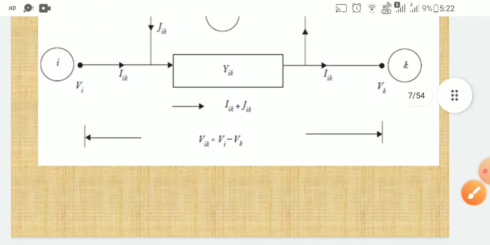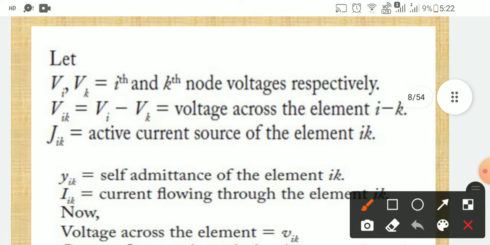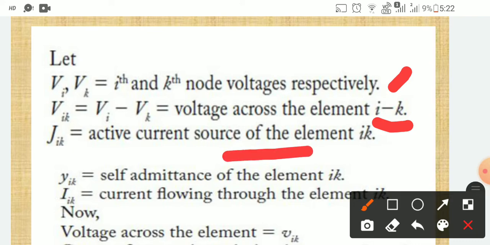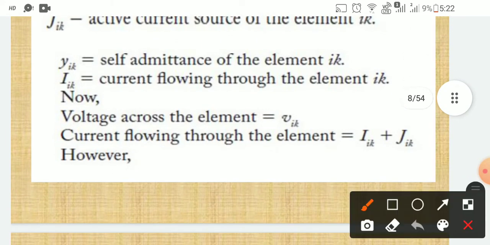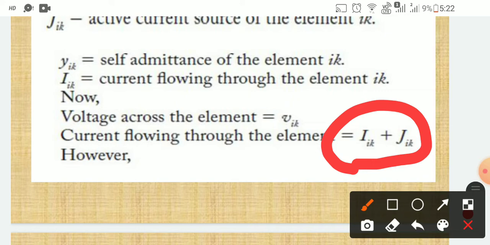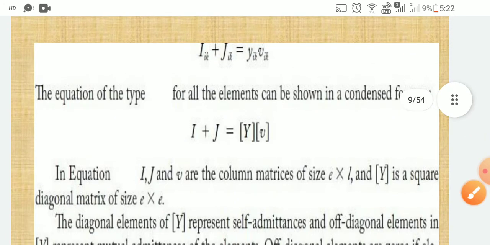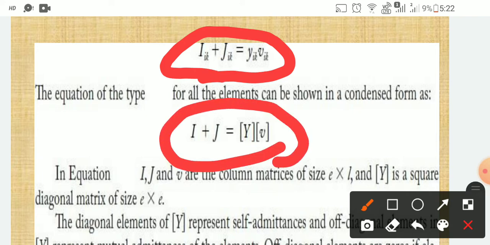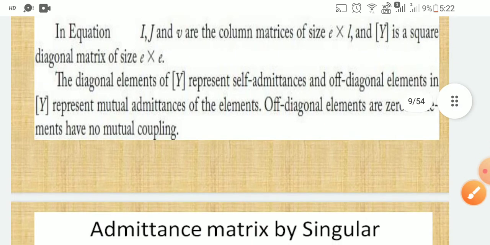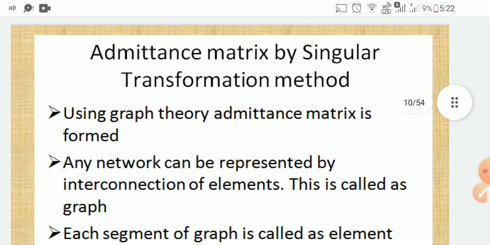This is the generalized form of the equations. V of i and V of k are the ith and kth node voltages respectively. V of ik means the voltage across the element i to k. J of ik means the active source current of the element ik. Y of ik means the self admittance of the element ik and I of ik means the current flowing through the element. So the voltage across the element is V of ik and the total current is I of ik plus J of ik. Hence I of ik plus J of ik equals Y of ik into V of ik, the generalized form. Here the diagonal elements are represented on the diagonal, and the off-diagonal elements represent mutual coupling, or are zero if there is no mutual coupling.